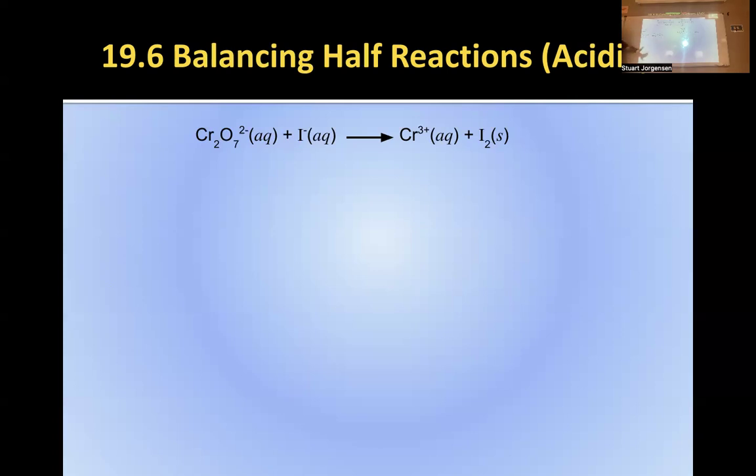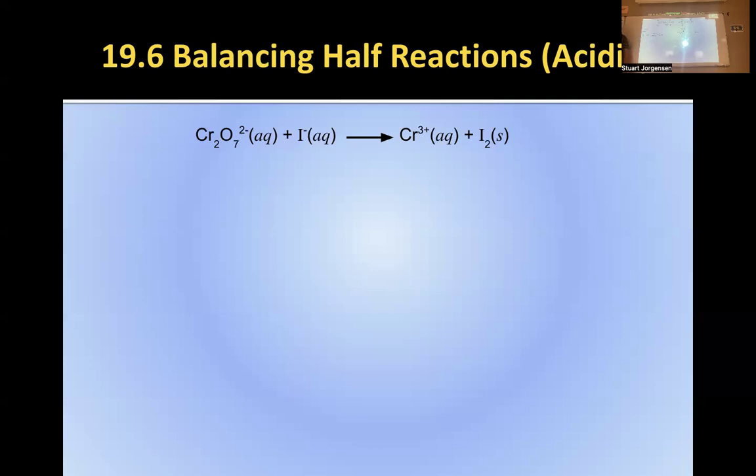Another way you could check that, right? Because if you know it's I going to I2, you're going to have 2 of them. That makes 2 negative charges, 2 negative charges to balance. A couple of different ways, again, that we can kind of creep up on our numbers here.